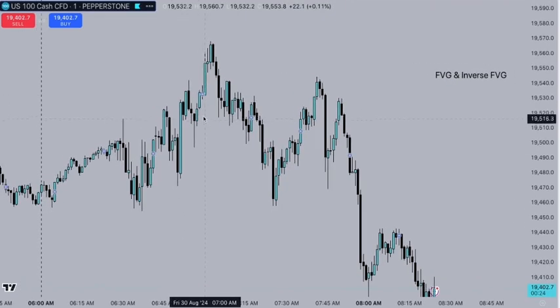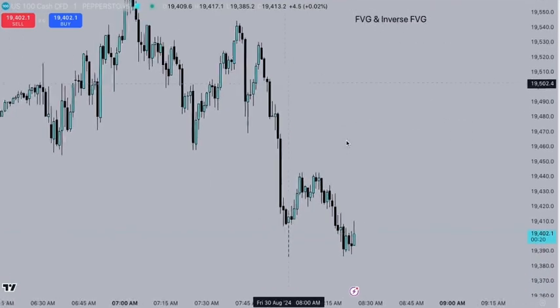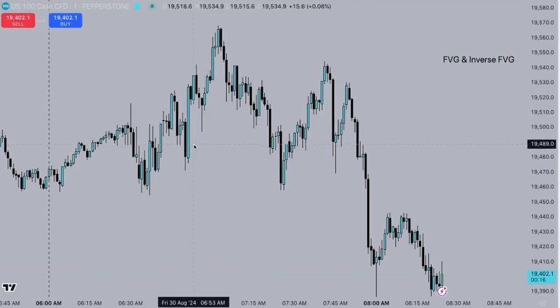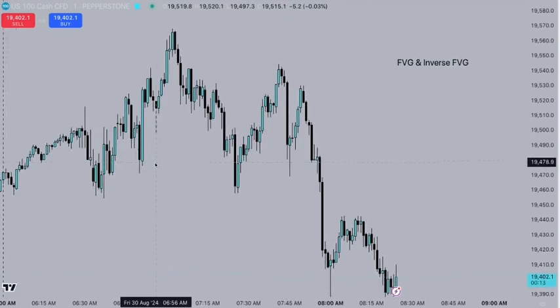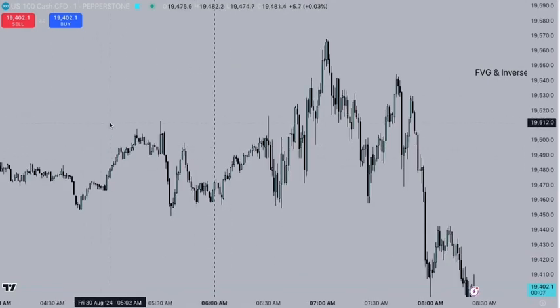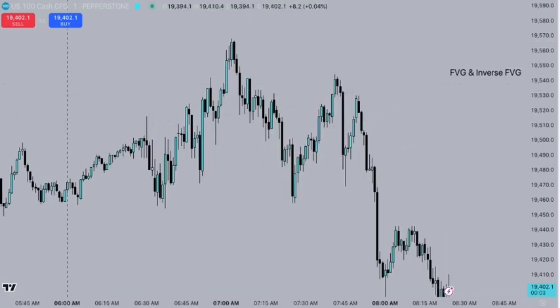So yeah, let's go on the chart and try to spot these out. First we're going to try to spot these fair value gaps, regular fair value gaps, and see what market does. And then we'll go over some actual trading setups. So let's mark some of these out for today.